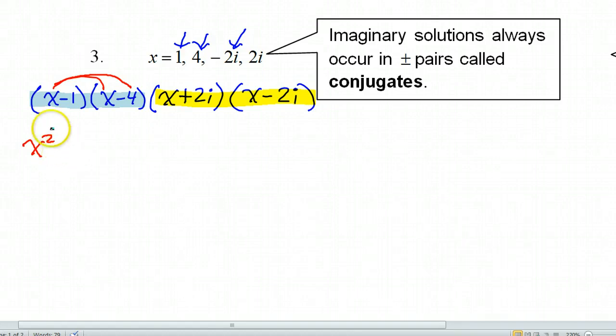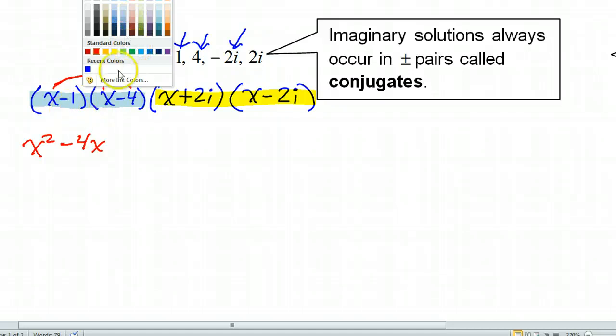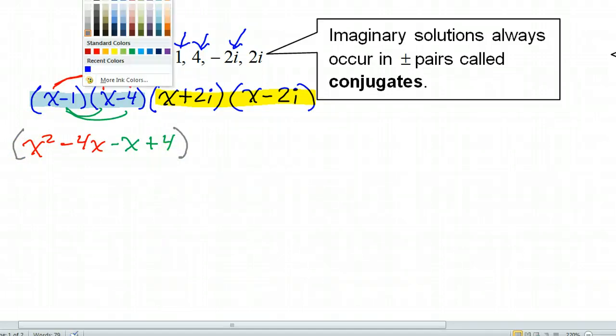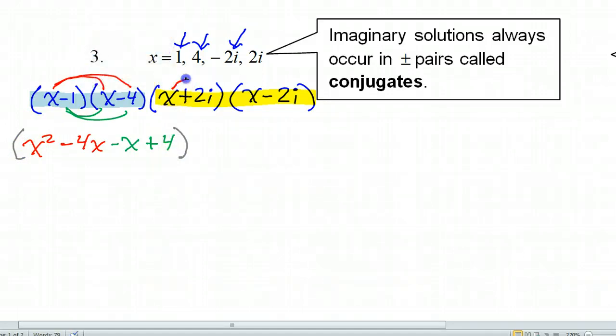Okay. All right, x times x is x squared. X times negative 4, that's negative 4x. Okay. Now I'm going to do this minus 1. So that's going to give me minus x and positive 4. Okay. So this is what I have so far. Now I'm going to do the yellow part. I'll simplify later.